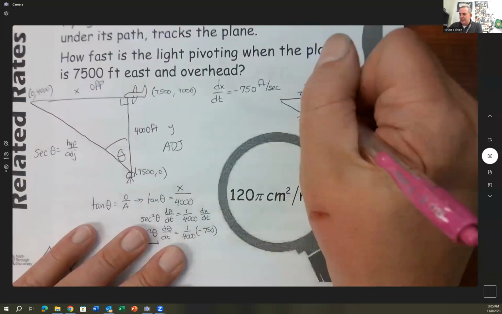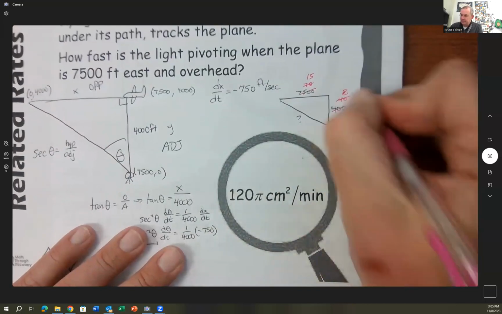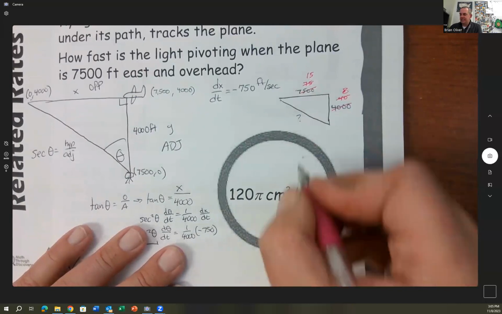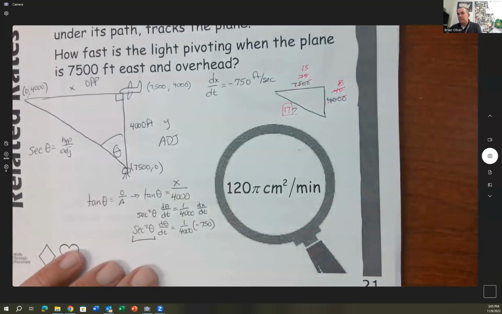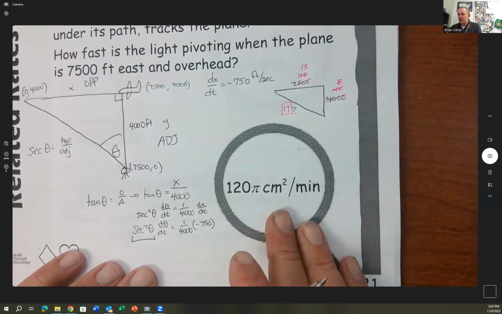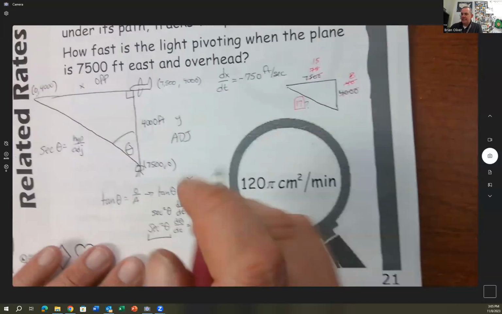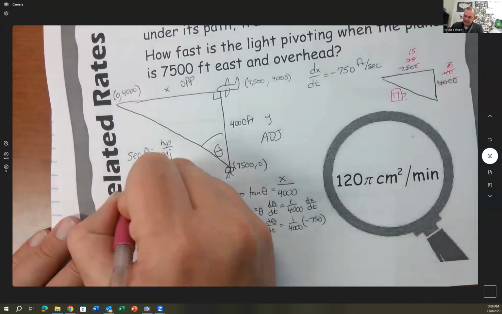I'm going to divide by 5. So this gives me a 15 and this gives me an 8. And there is a special right triangle that is 8, 15, 17. So that tells me that guy's height is 17. Okay, so when I go to do this problem, and I'm doing hypotenuse over adjacent, I can now say secant theta is 17 over 8.